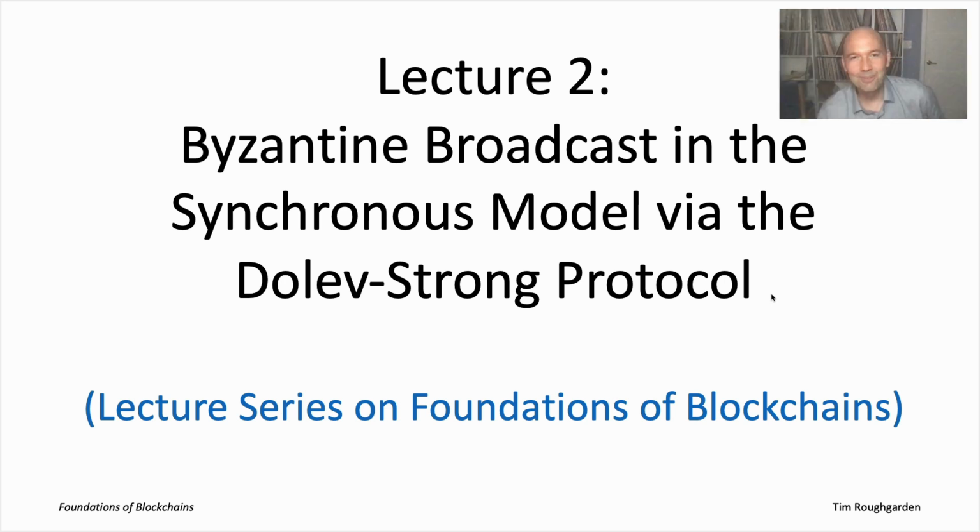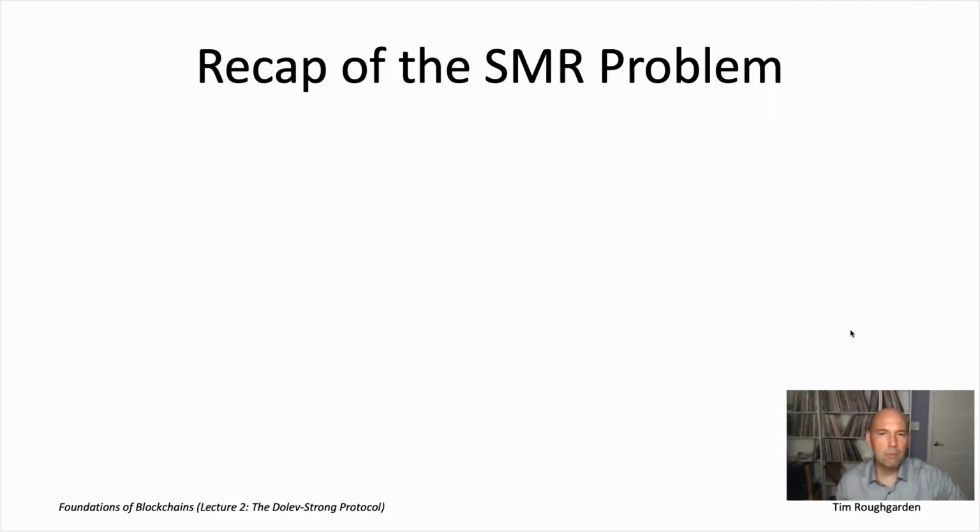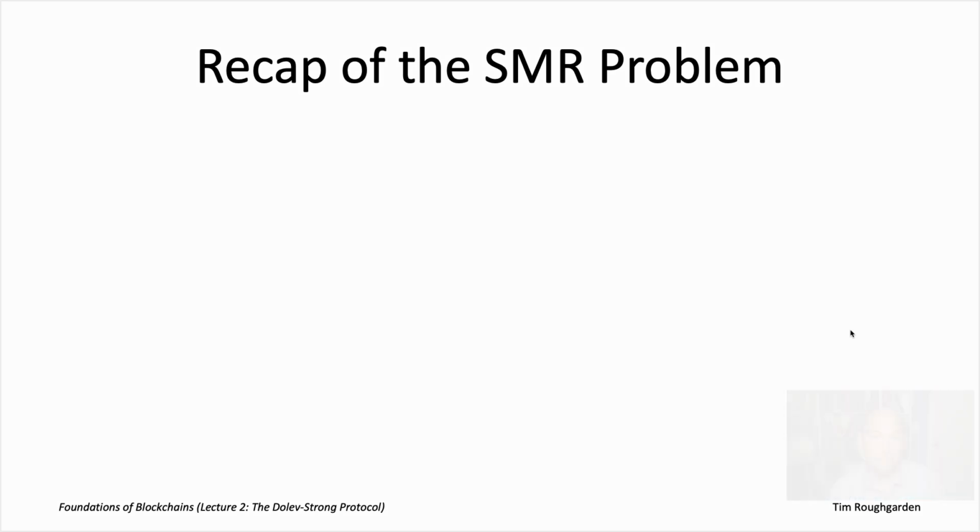So let's get started. First, let me briefly remind you what the SMR, or state machine replication problem, is and what we want for it, namely a protocol that satisfies consistency and liveness. So we have a notion of nodes, which are machines that are actually running the consensus protocol in question, and then clients, users of the protocol that are submitting transactions to one or more of the nodes.